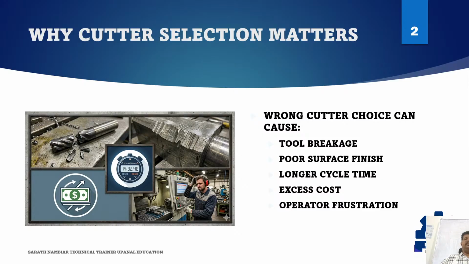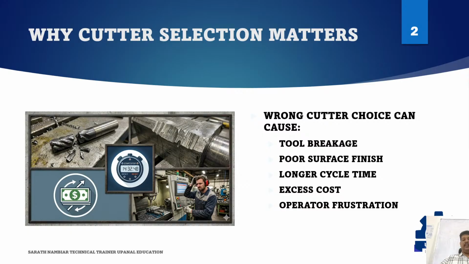affects almost everything. First, the wrong cutter choice can break the tools. For example, using a very small diameter tool for heavy roughing can lead to sudden failure. Second, the wrong cutter can create poor surface finish. You may complete the job, but the customer rejects it because of the marks, the lines, the chatter, or the roughness. Third, the wrong cutter increases the cycle time. If a bigger suitable tool could remove material in 5 minutes, the smaller may take 15 or 30 minutes, thereby making production loss every day.